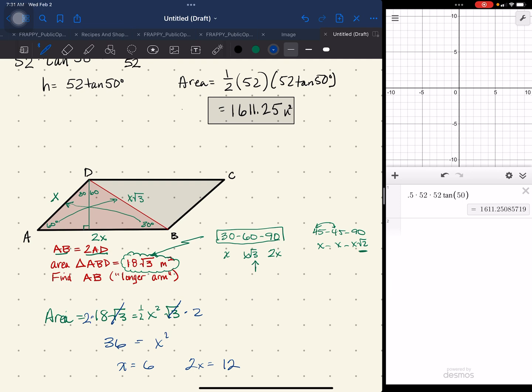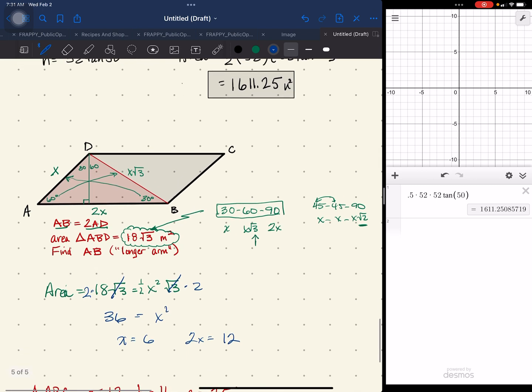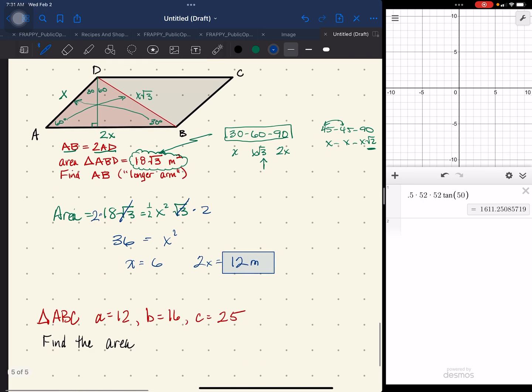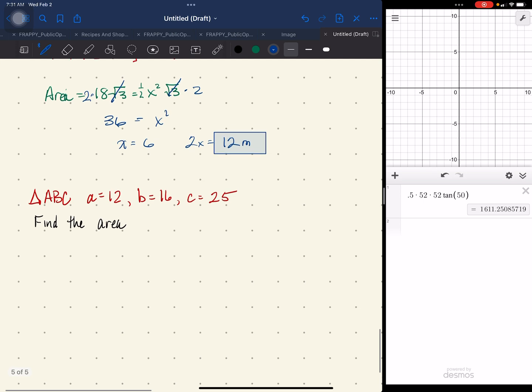Now, there's more than one way to solve this, obviously, but this is the most direct one that I've seen. So the correct answer is 12, and it would be 12 meters if we're going to be nice and sciencey with it. So there we go. Moving on. The last thing I want to show you is something called Heron's formula.